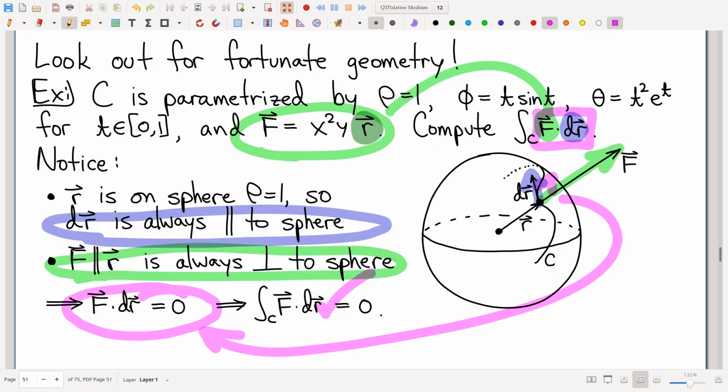We're done, we walk away. Didn't have to deal with the ugly parameterization. Didn't have to pull back through that ugly parameterization. Didn't have to do any integrals, right? Just clever observation and celebrate. What do you think? Isn't that nice?